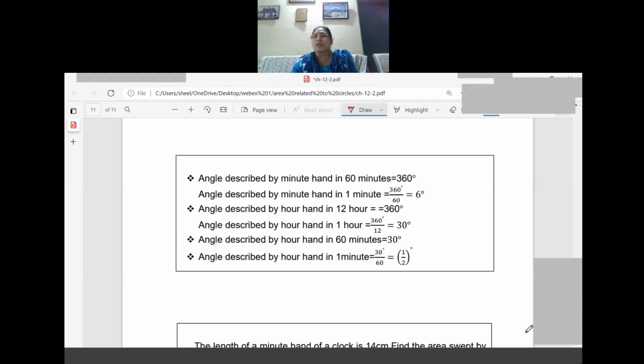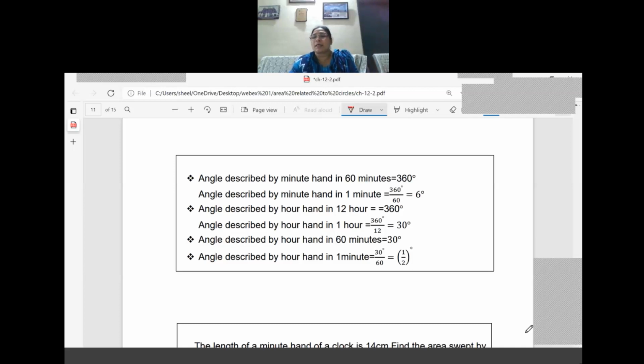If you learn this by heart, it is well and good. If you are not able to learn by heart, you can go for direct solving. But you should have the idea that the minute hand will take 360 degrees in 60 minutes. So in 1 minute, the minute hand will move 6 degrees only.